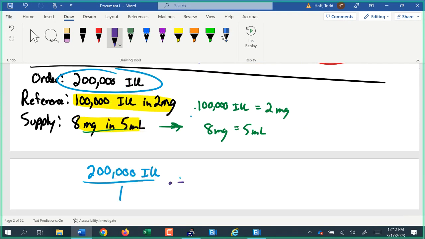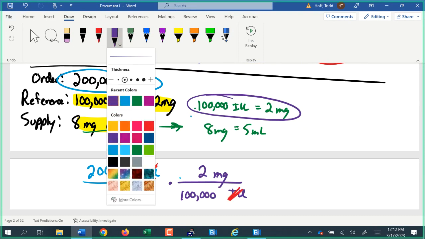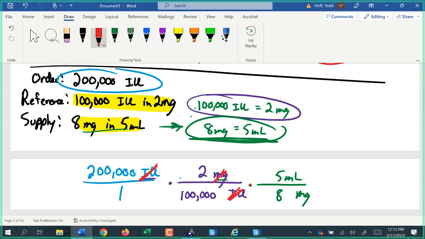Now we have international units here, so we have to put international units here so that they cancel out. The only thing we have with international units is that 100,000 international units equals 2 milligrams. So now the international units will cancel out. We have milligrams on top. To get rid of them, I need milligrams on bottom. So the only thing I have with milligrams is this equivalency here. 8 milligrams equals 5 milliliters. Now the milligrams cancel out. And the only units we have left is milliliters, which is what we want to be able to administer to the patient.